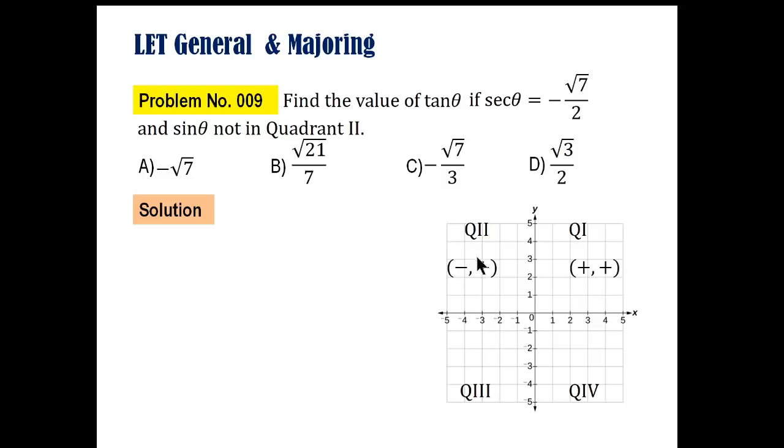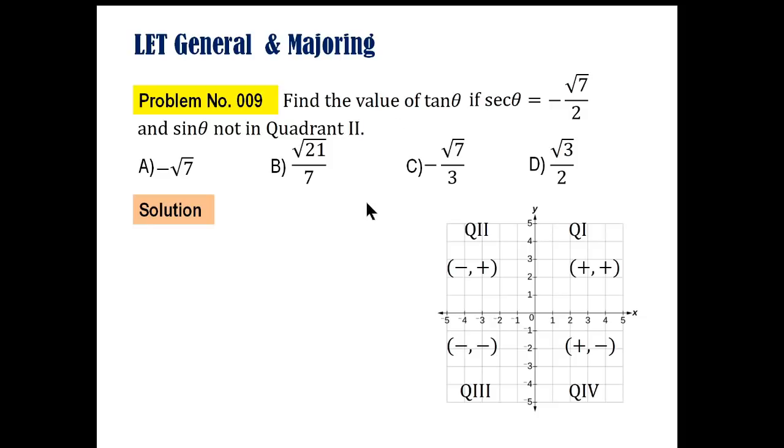For quadrant 2, cosine is negative, sine is positive. In quadrant 3, cosine is negative, sine is negative. In quadrant 4, cosine is positive, sine is negative. We have this restriction: sine not in quadrant 2. So meaning not in quadrant 2. Okay, so we're looking for theta. So our theta is an angle. So meaning the given is secant theta.